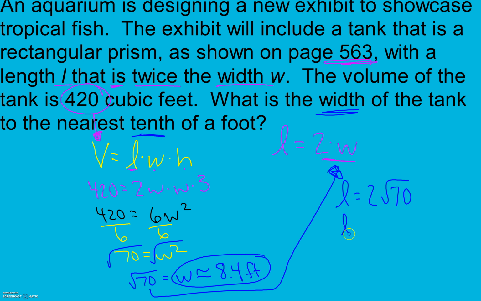If we were going to take our length, though, we'd want 2 times the square root of 70, which is going to give me 16.7 feet. So careful there. We don't want to round until the very end. We don't want it to be 8.4 times 2. We want it to be 2 times the square root of 70. Again, we never round until the very, very end.